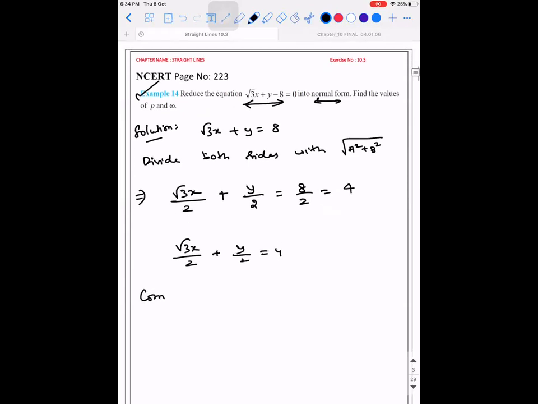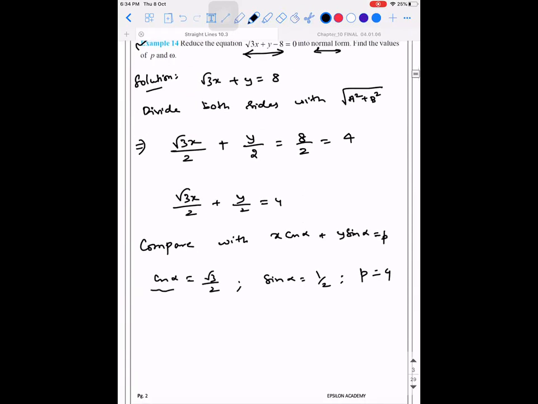So this is the equation you have in your hand now. So you need to compare with whom? x cos alpha plus y sin alpha is equal to p. Then you will get cos alpha is equal to root 3 by 2, sin alpha is equal to 1 by 2, and p is equal to 4. Observe, cos alpha and sin alpha both are positive. Which quadrant should it be? First quadrant. Yes. So the value of alpha is how much? 30 degrees. And the value of perpendicular distance is 4. So this will be the normal form.